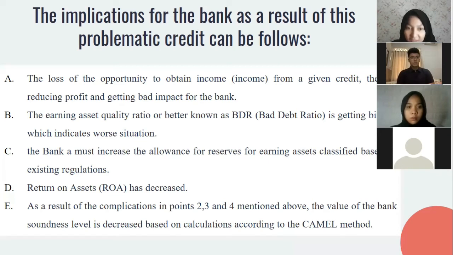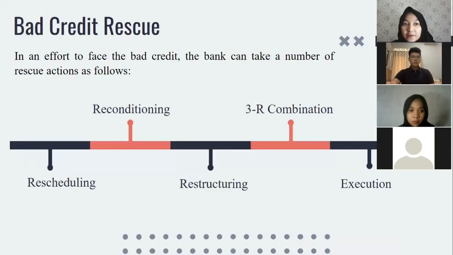E. As a result of the complications in points 2, 3, and 4 mentioned above, the value of the bank soundness level is described based on calculation according to the CAMEL method. Next. Bad credit rescue.